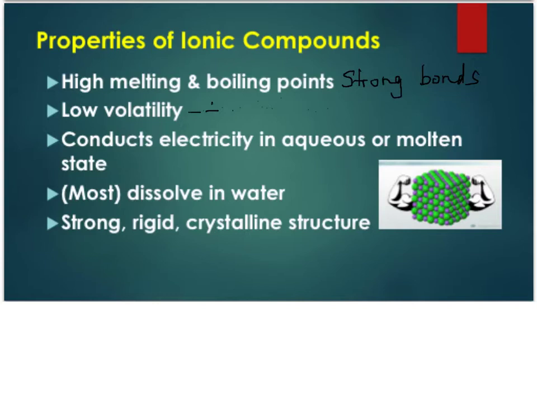And if they can turn into gas, then we can smell them. You can smell them when you think of odor. So if they have low volatility, that means they have low or no odor. They conduct electricity in aqueous or molten state. Most of them are able to dissolve in water, not all. And they're going to have a strong, rigid crystalline structure. So the bonds are going to be rigid. The attraction between these ions is going to be strong. So that makes the bond strong.